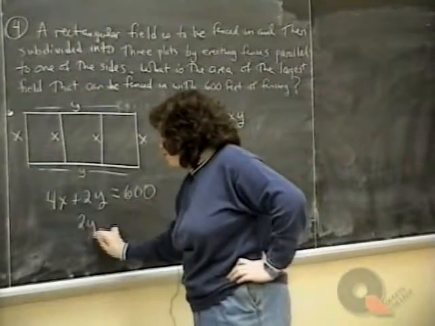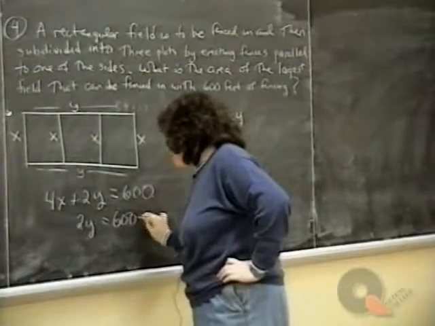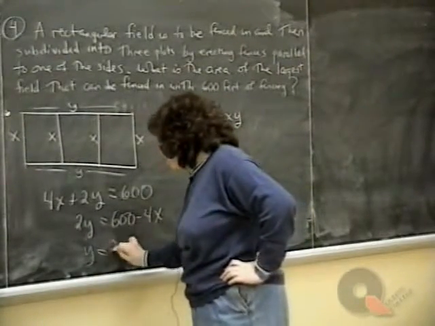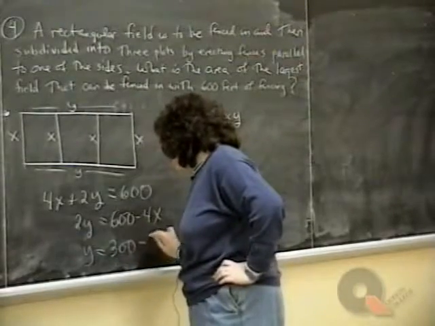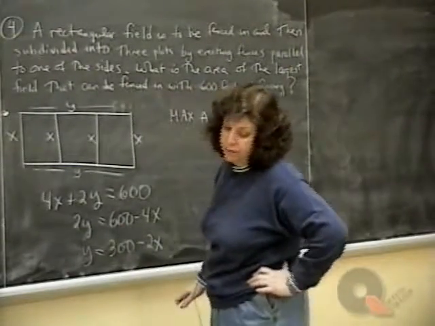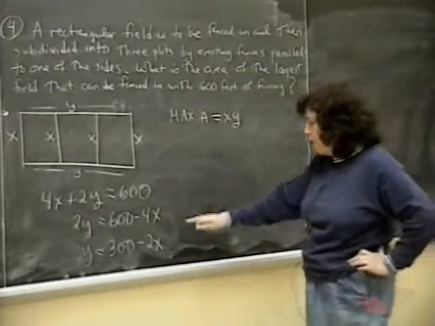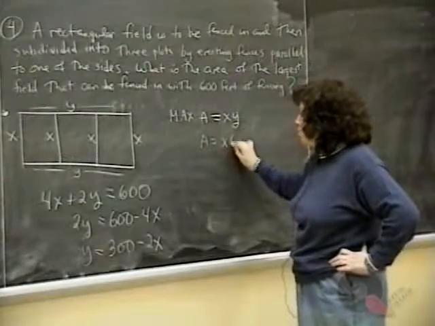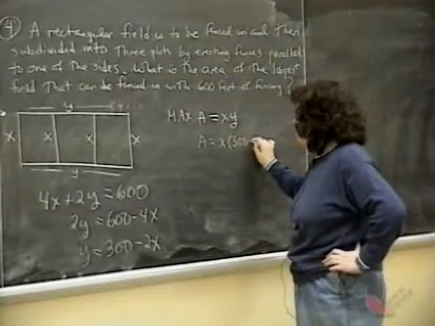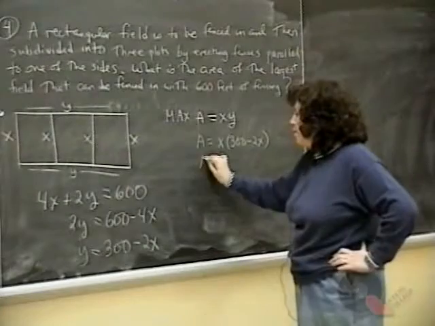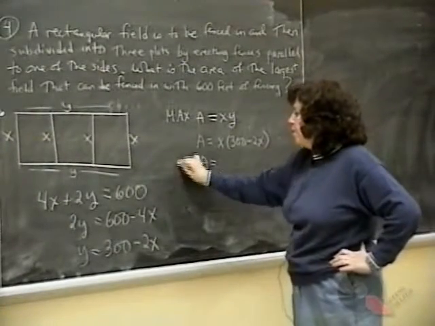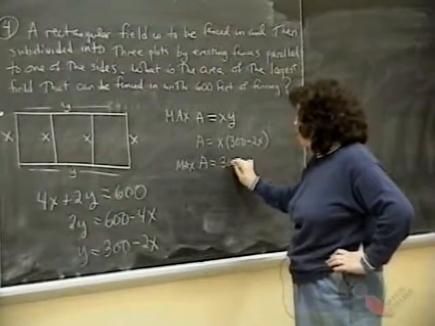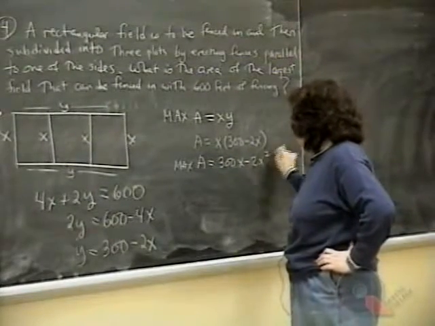So 2y is 600 minus 4x, and dividing by 2, y is equal to 300 minus 2x. Well, if we know what y is, we can substitute that in here. A is equal to x times y, or x times 300 minus 2x. So we want to maximize A, which is 300x minus 2x squared.